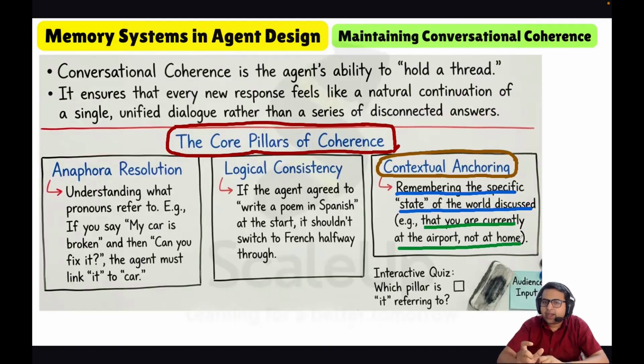This contextual anchoring is very, very important, because just imagine if the agent is not aware that the user is not at the airport but at home.